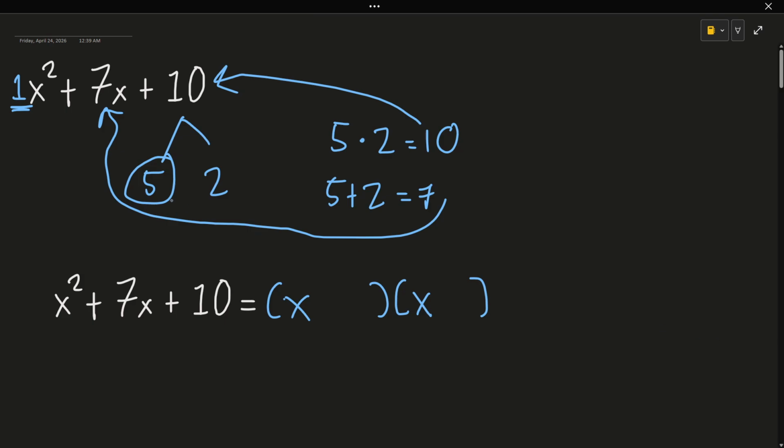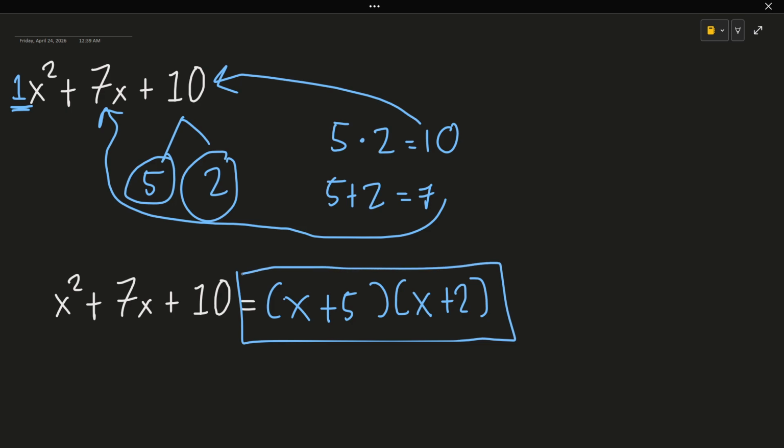As I was saying, we're going to bring the two numbers you selected and put them in each of the parentheses. So we have 5. Since it's positive 5, put plus 5. And as for 2, it's also positive, so you have plus 2. And that's it. Done. Easy. Now we're going to have another example.